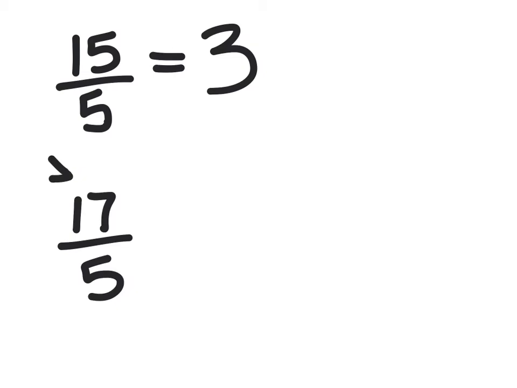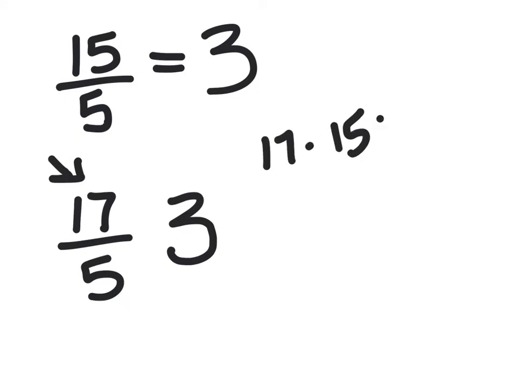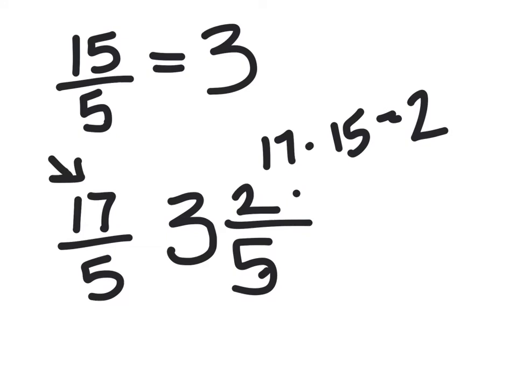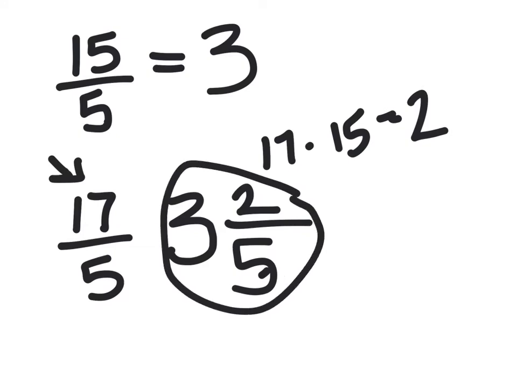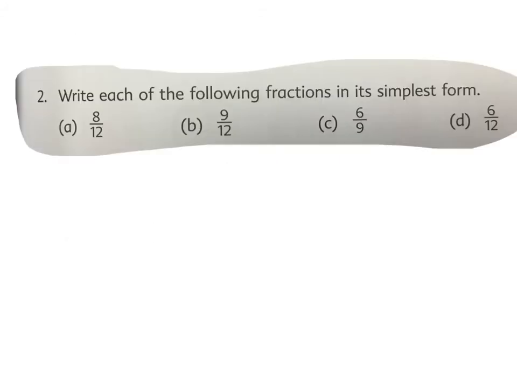On the bottom one, if I have 17 pieces out of 5, I can think of how many wholes I can pull out. I can pull out 3 wholes. That would be 15. Now I'm going to do 17 minus 15 equals 2. I still have 2 left over, and you always keep the denominator the same. So 17/5 is the same as 3 2/5.